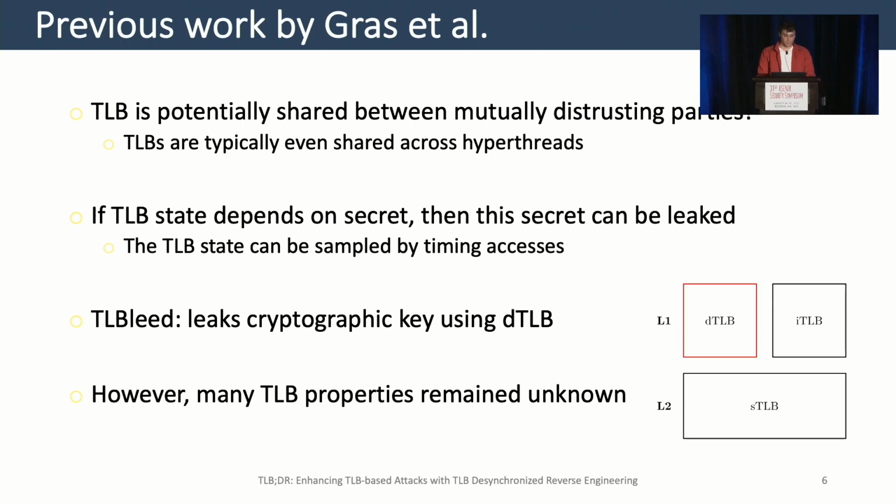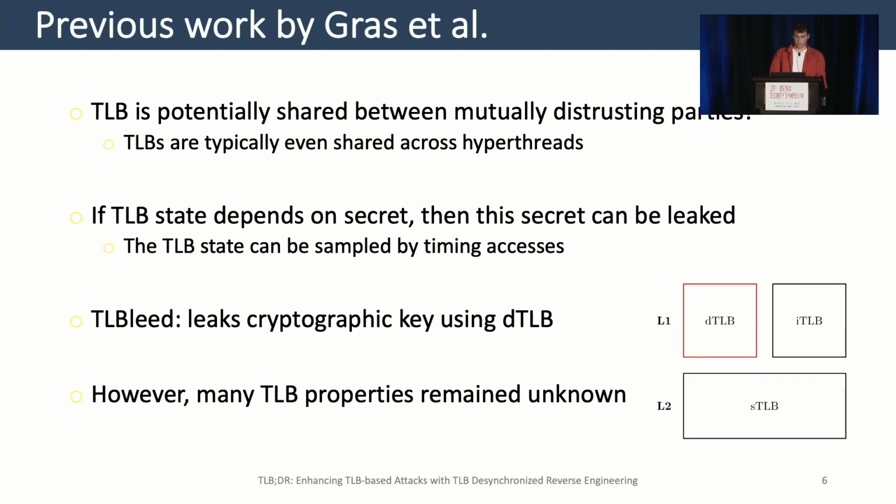Although the TLB is very good for performance, it can also be used in a malicious way. That is because the TLB is a shared hardware structure between processes that run on the same CPU core, for example, sibling hyperthreads. So if a process makes secret-dependent accesses, then the TLB state could become dependent on that secret. And because the TLB state can be sampled by another process by timing the access, right? A TLB hit will be faster than a page walk. This secret can be inferred by another process.